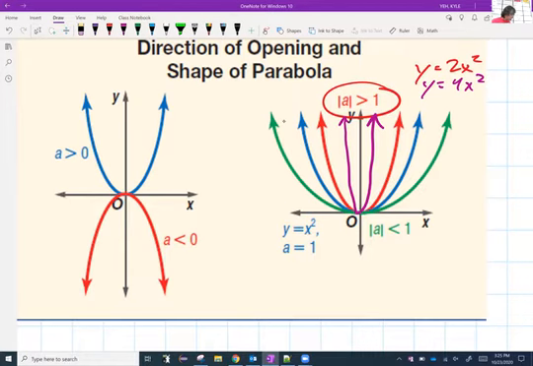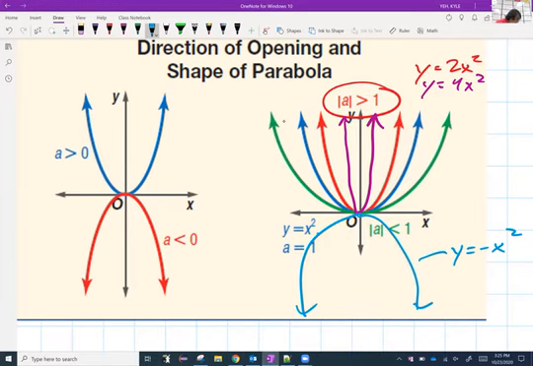But the same can be said in the negative direction. Let me draw this. This is about y equals negative x squared. It's still just 1x squared, but it's negative, so it's facing down.